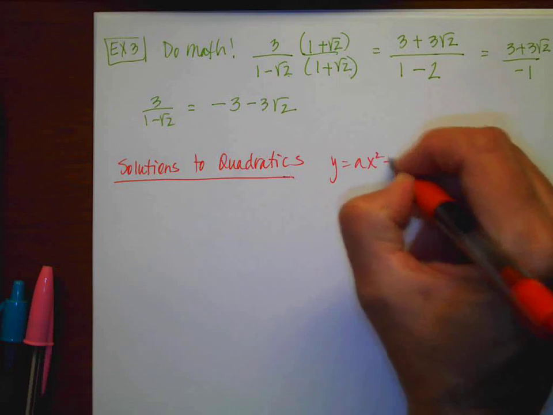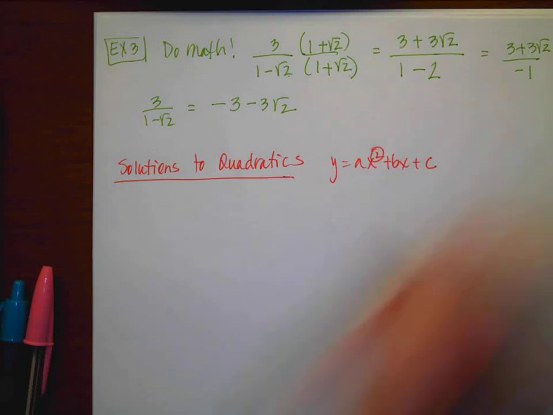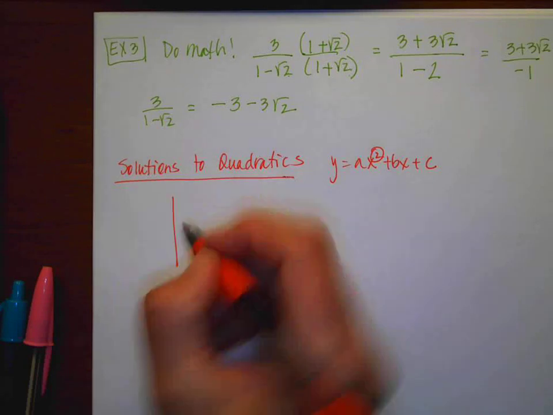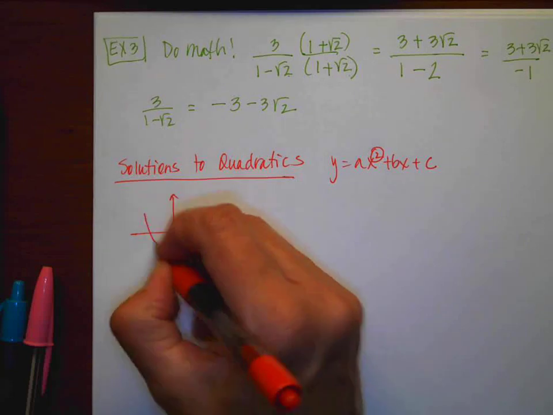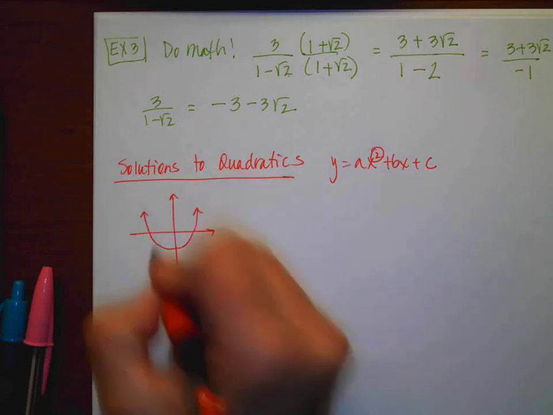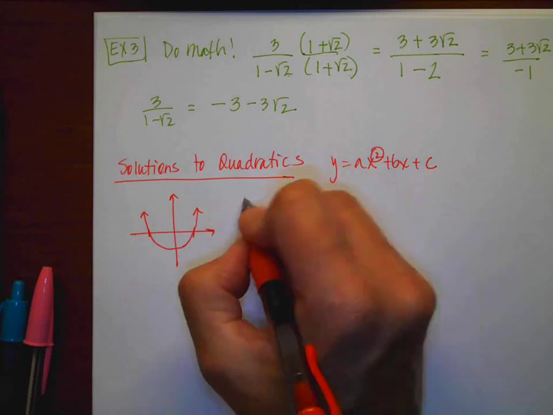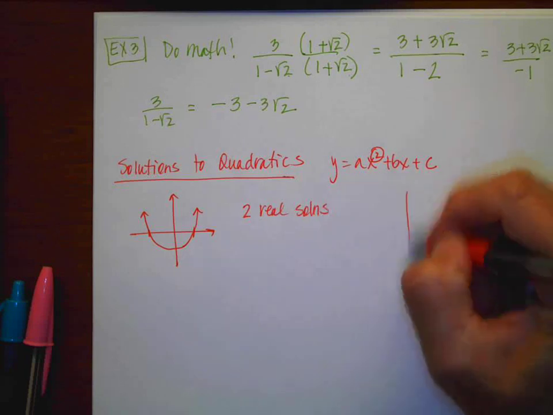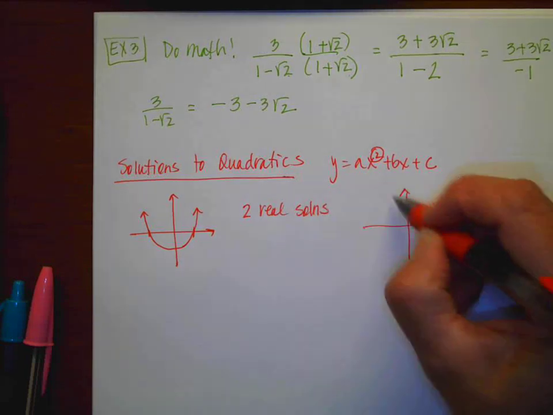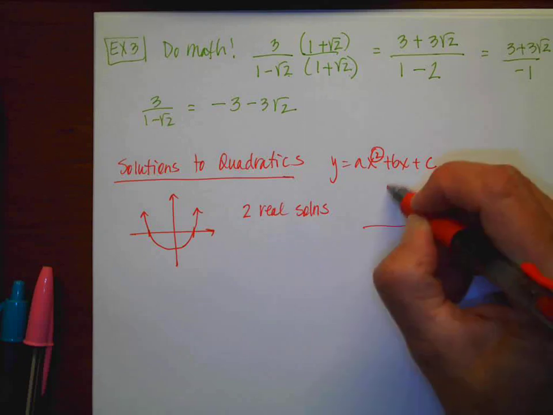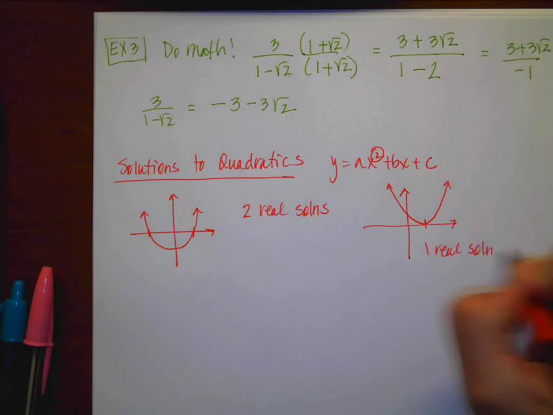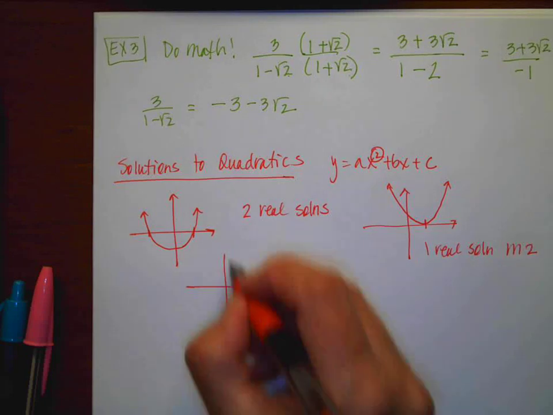So in theory, if I have y is equal to ax squared plus bx plus c, because it's a second degree polynomial, I have two solutions. But there are times when those solutions can look a little bit different. So if my parabola crossed the x-axis twice, then I would have two real solutions. Okay? If, on the other hand, my parabola bounced off of the x-axis, I would have one real solution with a multiplicity of 2. Okay?